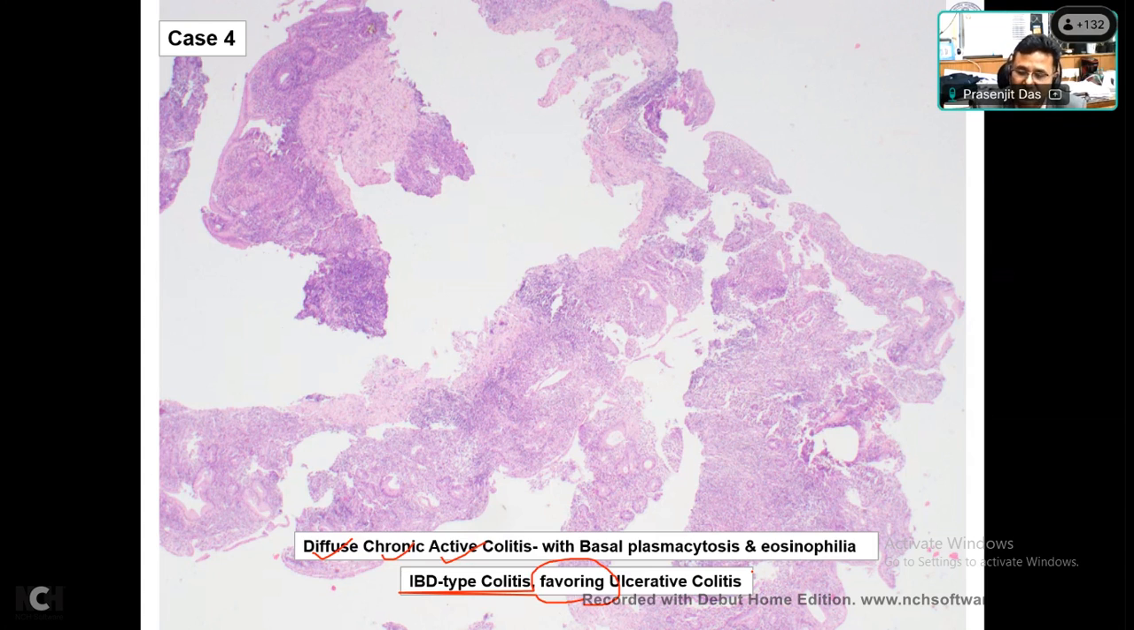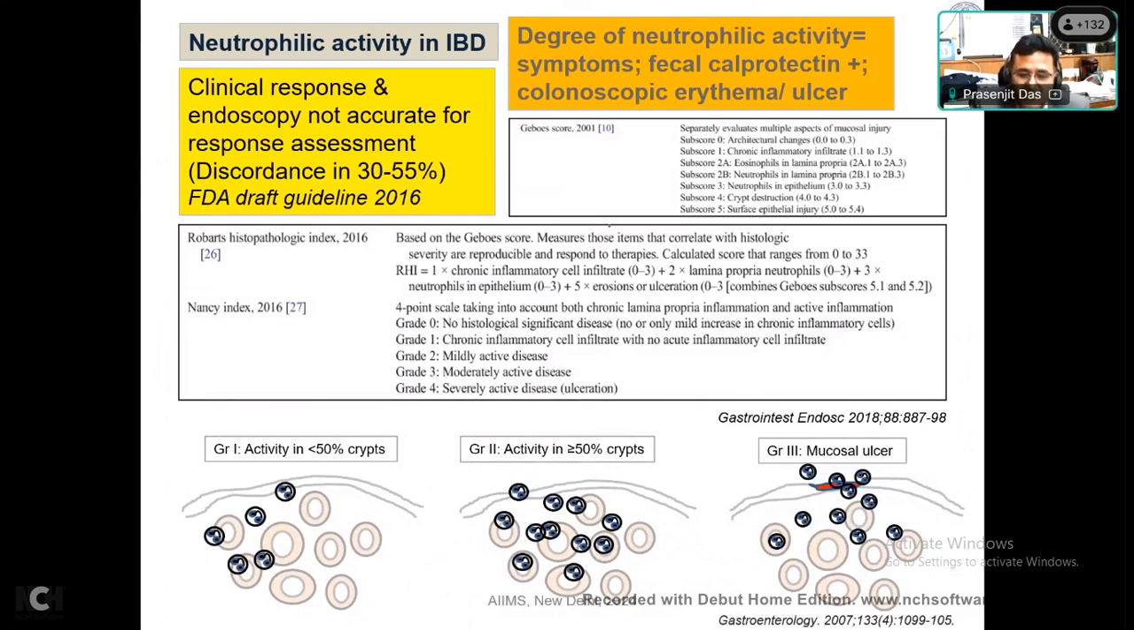And if you know the clinical findings, the endoscopic findings, the radiological findings, and everything is matching, then you will say it is IBD type of colitis and it is diagnostic of ulcerative colitis. So you can either favor or you can say this is diagnostic. Please remember the terminologies. And we have discussed the neutrophilic activity, just one slide about that.